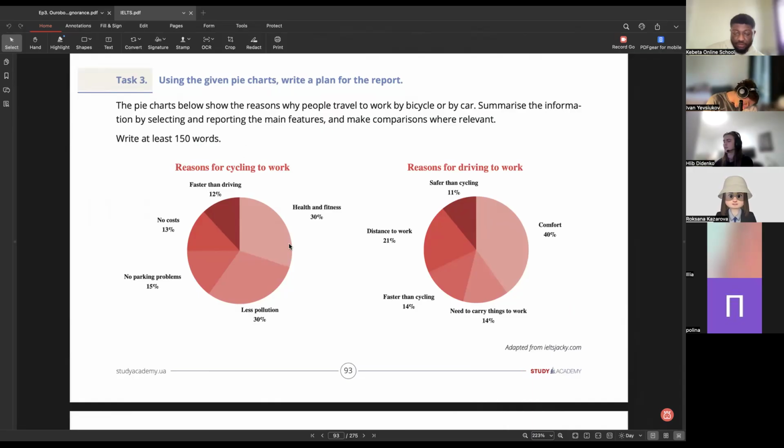Do you write it all or just make a plan? Yeah, we're just making a plan. We're making a draft. Okay.